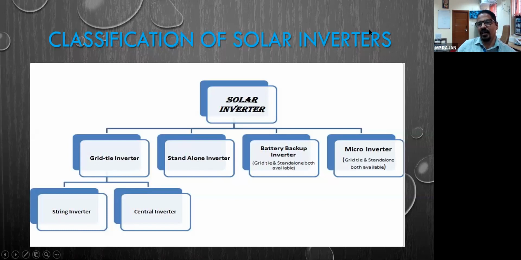So today we will be seeing what are the specialty of a battery backup inverter. Then the fourth one is the micro inverter or modular inverter. It is called micro or modular as the name implies. It is a very small inverter. It is also used in grid tie and off-grids. Okay. So today we'll see one by one.